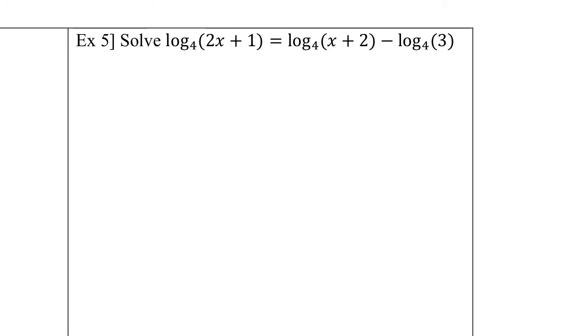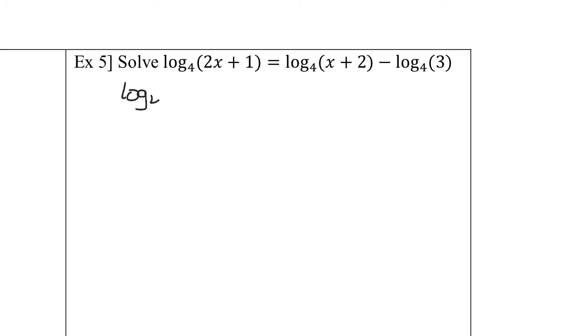Example 5. Solve log base 4 of 2x plus 1 equals log base 4 of x plus 2 minus log base 4 of 3. So step 1 is getting everything down into a single log on both sides. So my left-hand side of the equation is ready to go. There's only one log. That one is perfectly fine. On the right, however, I have 2 logs.